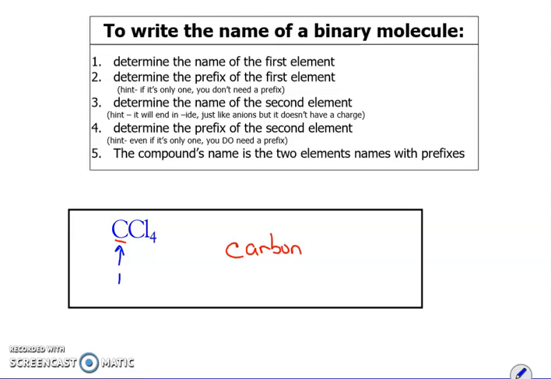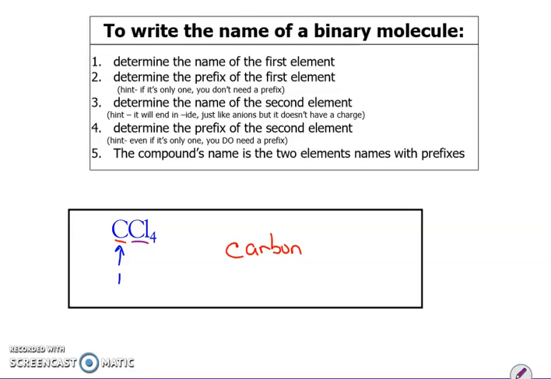Okay? The second thing says determine the name of the second element. So you look at the second element and any subsequent lowercase letters, and it's chlorine. You're going to change it to an ide, just like you would do for an ionic compound. But it's not an ion. There are no charges. That's just the name. So carbon, and we're going to say chloride.